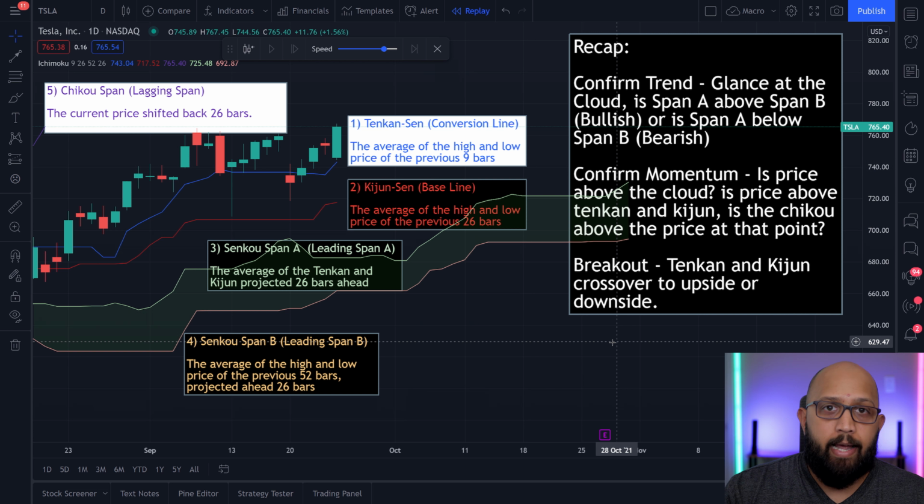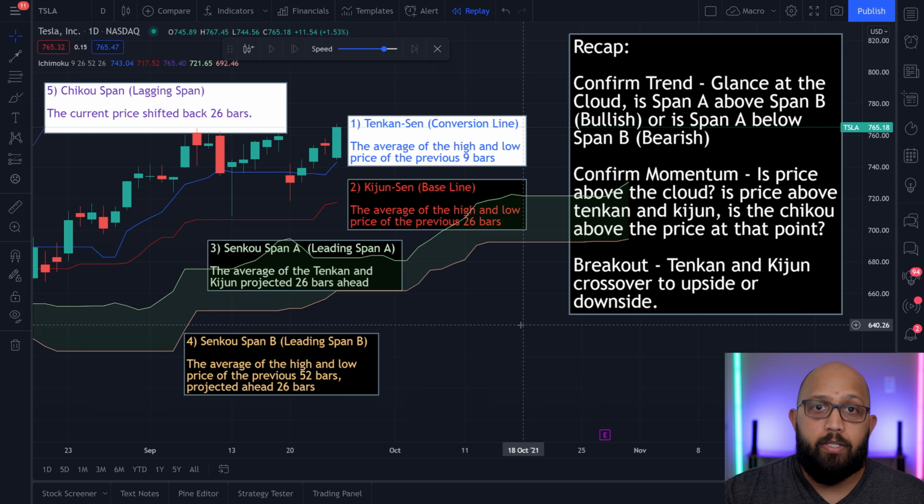Also, we want to look for breakouts. Breakouts are identified when the Tenkan-sen and the Kijun-sen cross over each other, either to the upside or to the downside. If we cross to the upside, then we also want to look at the Chikou span to see where that is. Is it above the price or below the price? The more of these indicators that are in your favor for a specific direction, the better the probability that you make money off of that trade.